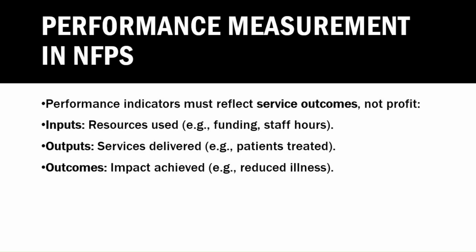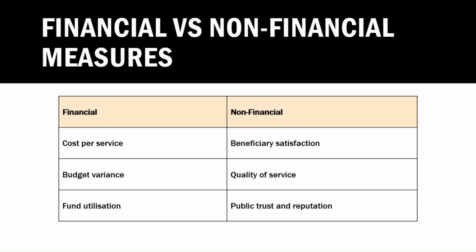Performance in not-for-profit organizations is measured at 3 levels: inputs, outputs, and outcomes. Inputs are resources such as funding, staff time, and facilities. Outputs are services delivered, like patients treated or students taught. Outcomes are the long-term effects, such as reduced illness or higher literacy. Financial and non-financial measures should be used together. Financial indicators include cost per service, budget variance, and utilization of funds. Non-financial measures include quality of service, accessibility, satisfaction, and public trust. Together, they reflect stewardship, accountability, and effectiveness.